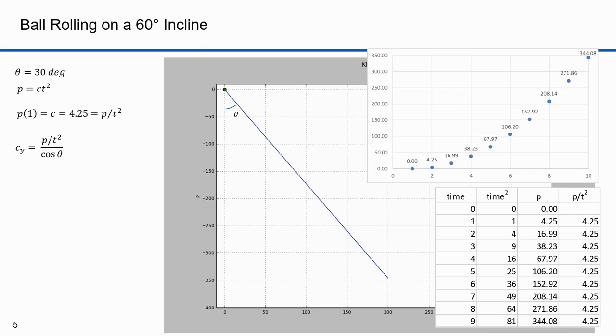Here's the formula for C sub y derived on the last slide. The cosine of 30 is 0.866. 4.25 divided by 0.866 equals 4.91. That's the same result we got when theta equals 60 degrees. So the formula for y is 4.91 times t squared. That's the same formula I derived on the last slide.